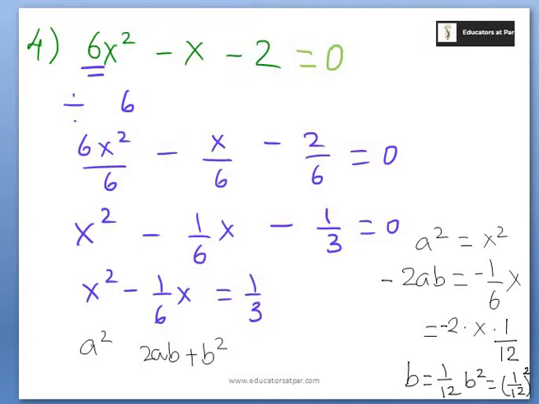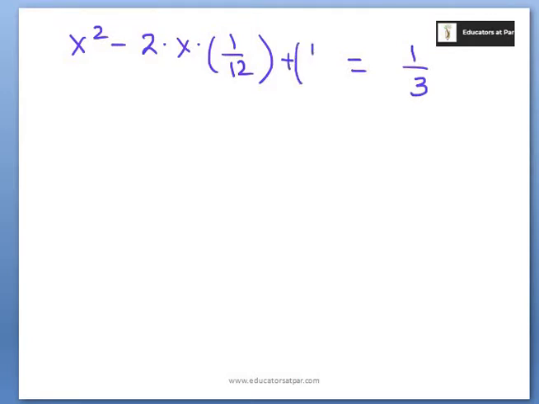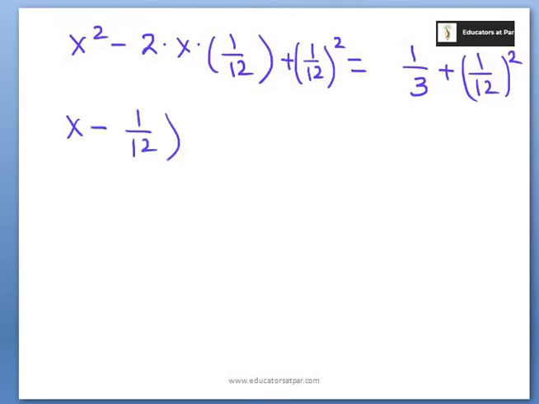So x square minus 1 by 6x equals 1 by 3. Our b is 1 by 12. Let's rearrange it and write it again. x square minus 2 times x times 1 by 12. 2 times 1 by 12 will give us 1 by 6, is equal to 1 by 3. You are going to add 1 by 12 square on both the sides. This is a minus b whole square. a is x, b is 1 by 12. x minus 1 by 12 whole square. 1 square is 1, 12 square is 144.